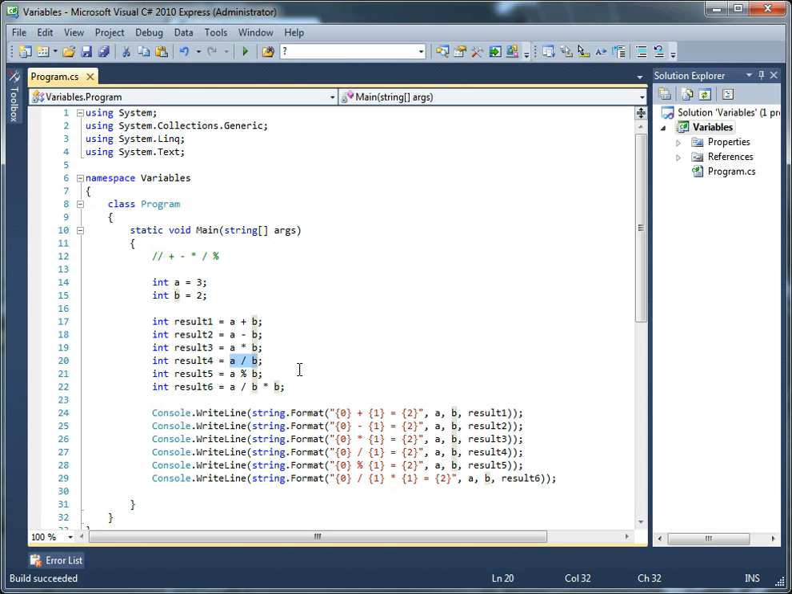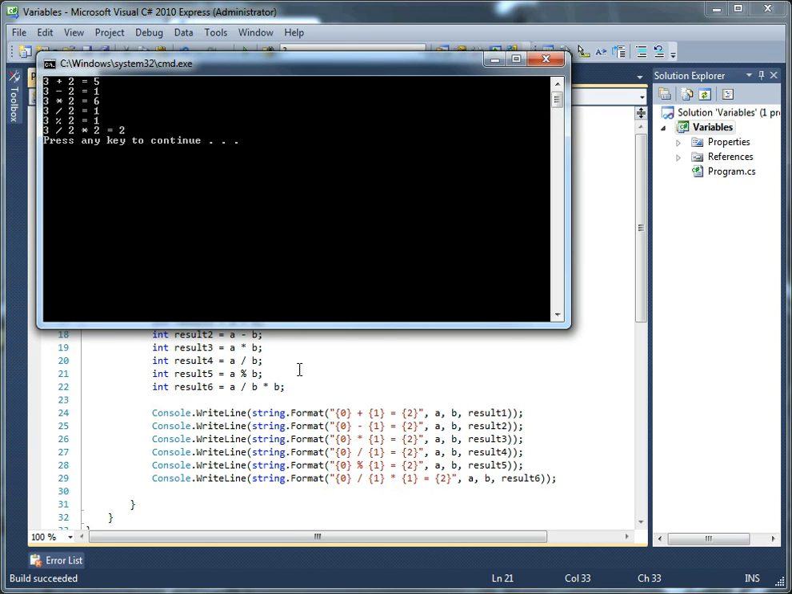Alright, so 1.5 rounded closer to 0 is 1. And then over here I have a divided by b again, so that's 1.5 rounded to 1 times b, which is 2. So now that we know this, we expect this to be 1, and we expect this to be 2, and that's consistent with what we actually see.